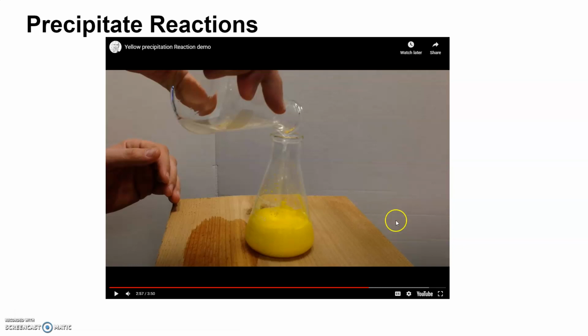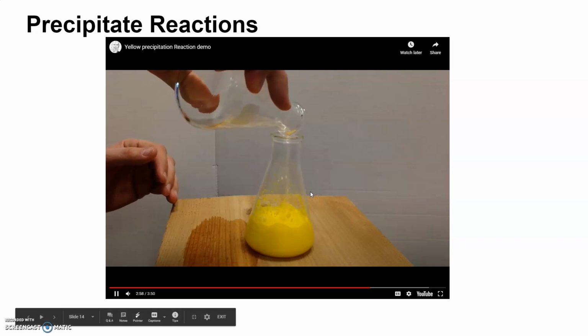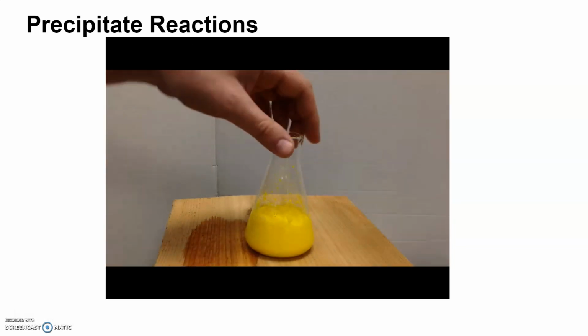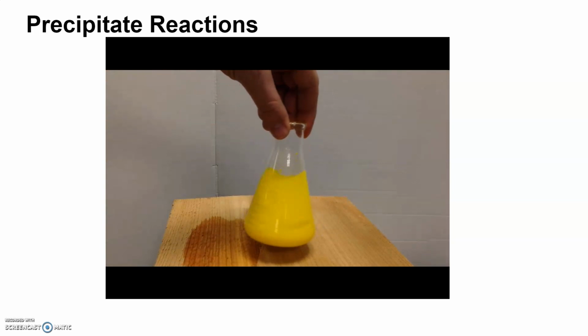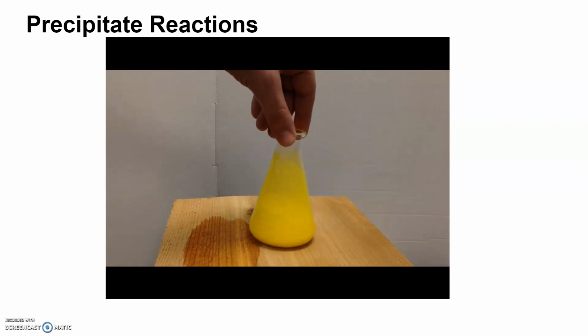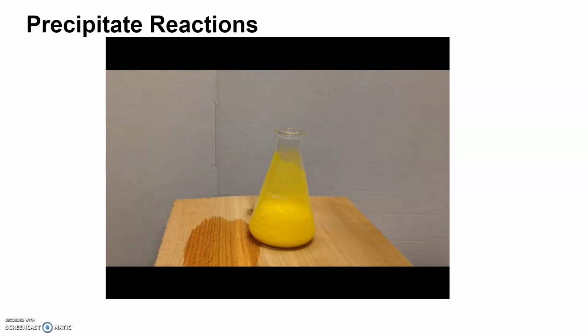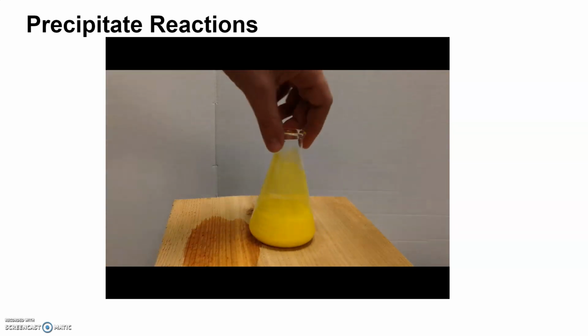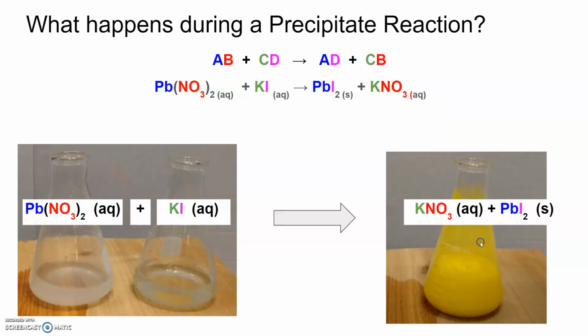So what we have in this mixture is an ionic compound that's insoluble, and it's also yellow in color. It doesn't have to be, but in this case it is yellow. And that cloudiness is due to the fact that you have some solid that's not dissolved in water. So let's take a look at what's happening here.